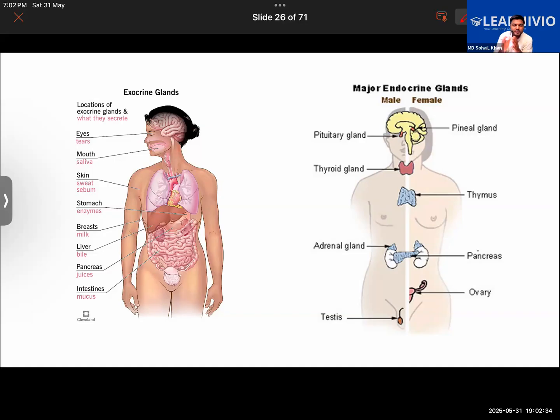See, so between the exocrine and the endocrine gland, can you guys now conclude the difference? The secretions of the exocrine glands are not going into the blood, but are being released onto the surface of the skin or onto the surface of an organ. But for endocrine glands, their secretions go directly into the blood. I suppose that should be clear.